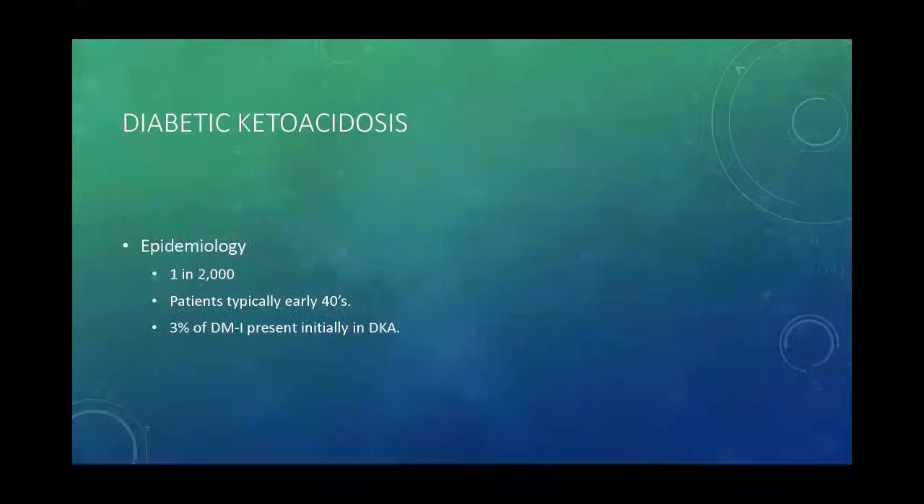So moving on from that, talking about diabetic ketoacidosis, which is what we're all actually interested in. Just some epidemiology to start off. It predominantly occurs in white patients with diabetes type 1. It's still fairly rare. Only about 1 in 2,000 patients actually develop DKA. But there's a high variability in the severity of the DKA, from very mild cases to very severe cases. Typically, most patients are in their 40s.